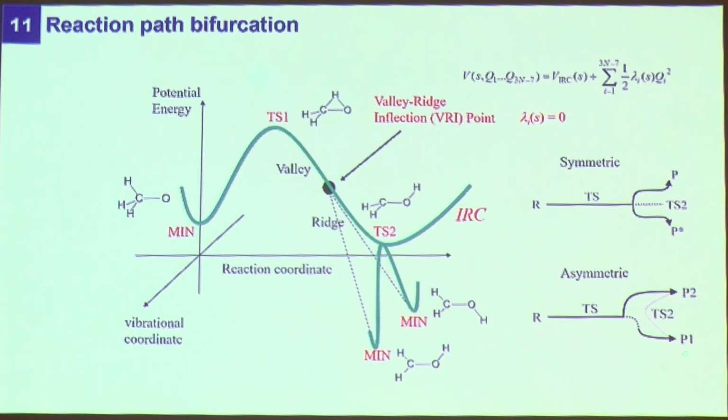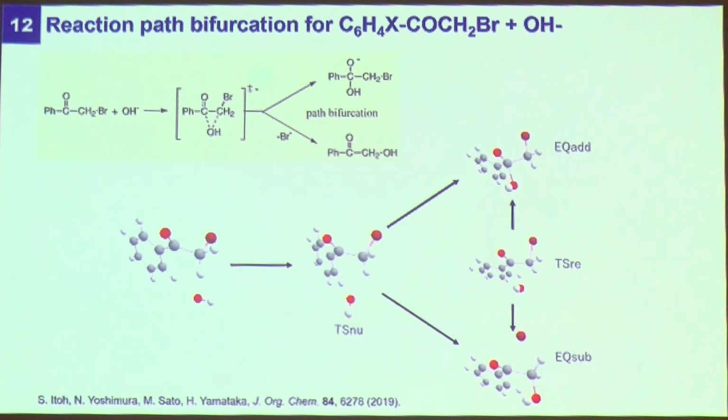But in the asymmetric case, P1 and P2 are totally different types of product. And in this case, the IRC is connected to only one product. So in this case, TS is connected to P2. So actually, from the dynamics viewpoint, P1 is directly connected from TS. But from IRC analysis, it is not possible to find this. But now, in many organic chemical reactions, people recognize this type of asymmetric bifurcation occurs.